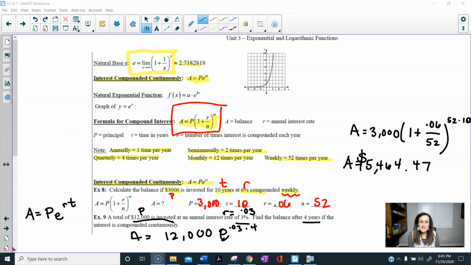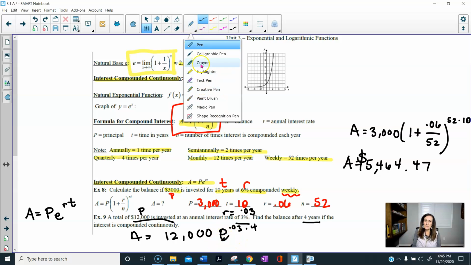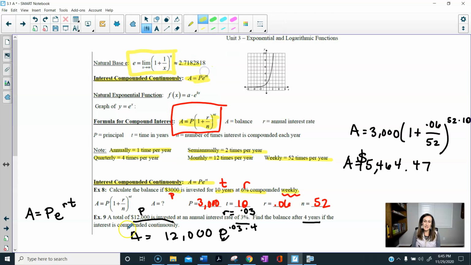So quickly here, we're almost done. Example 9, the total is $12,000. So I put $12,000 for my principal. That's how much I'm investing, times E. Why did I pick E for my base instead of using the other formula? I picked E because they told me that I was going to compound continuously. So because it's compounded continuously, I use base E, raised to the R, the rate is 0.03, times the time I'm going to invest, which is 4 years.